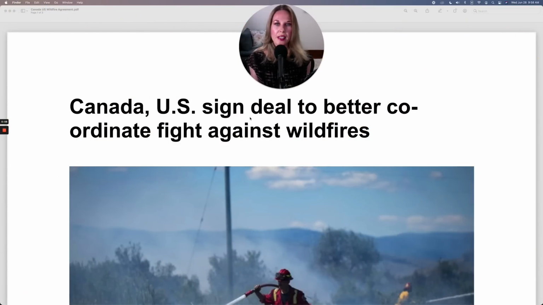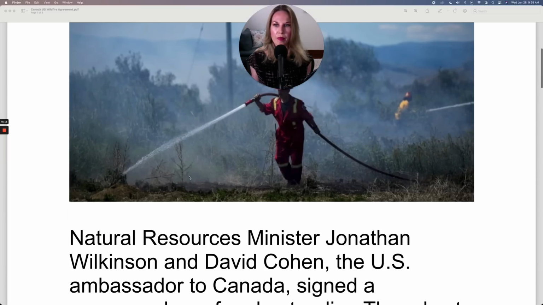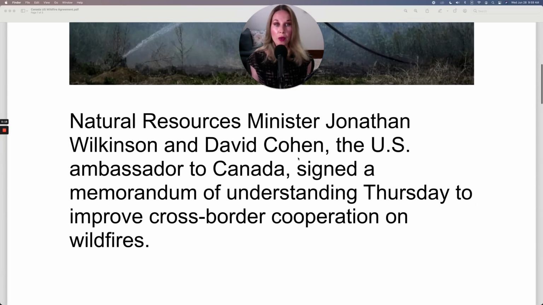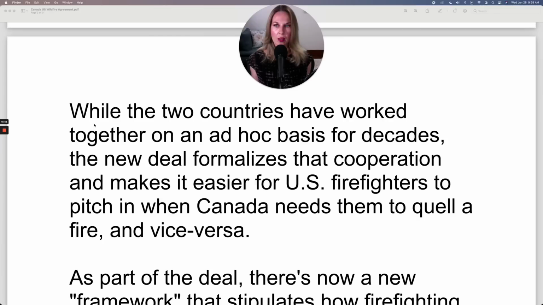Canada, US sign deal to better coordinate fight against wildfires. Natural Resources Minister Jonathan Wilkinson and David Cohen, the U.S. ambassador to Canada, signed a memorandum of understanding Thursday to improve cross-border cooperation on wildfires. While the two countries have worked together on an ad hoc basis for decades, the new deal formalizes that cooperation and makes it easier for U.S. firefighters to pitch in when Canada needs them to quell a fire, and vice versa.